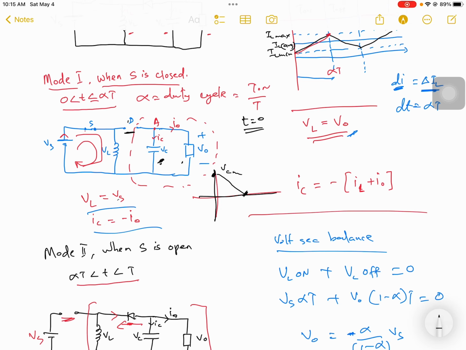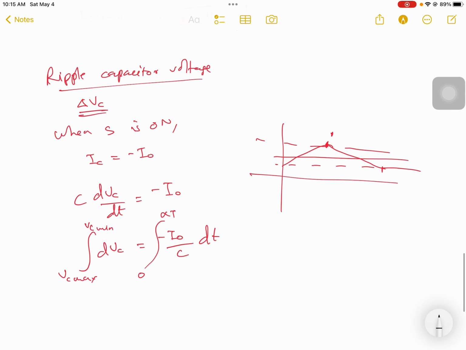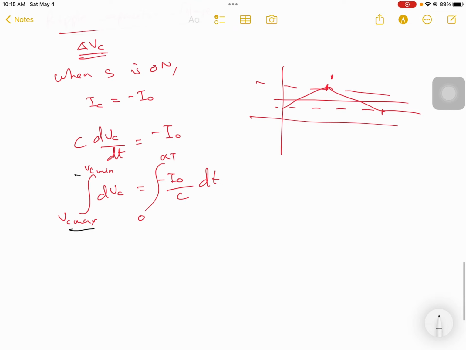That's why you have Vc max and then Vc min. So this one we are taking as the upper limit, and this one as the lower limit. So this is how we are considering Vc max and Vc min here. And then if we integrate this, we'll get Vc min minus Vc max is equal to minus I naught alpha T by C.